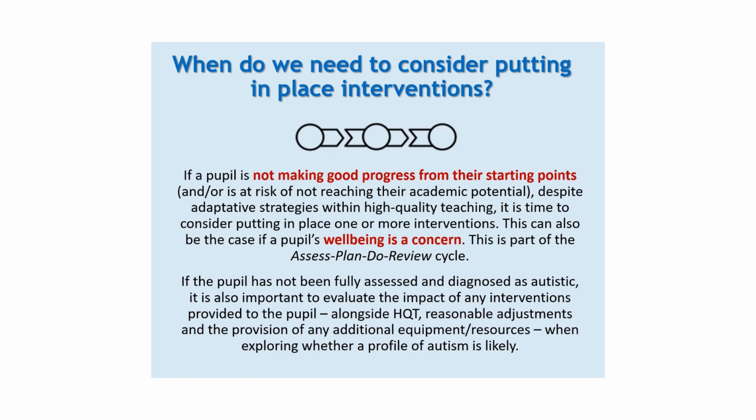If the pupil has not been fully assessed and diagnosed as autistic, it is also important to evaluate the impact of any interventions provided to the pupil, alongside high-quality teaching, reasonable adjustments, and the provision of any additional equipment and resources when exploring whether a profile of autism is likely.